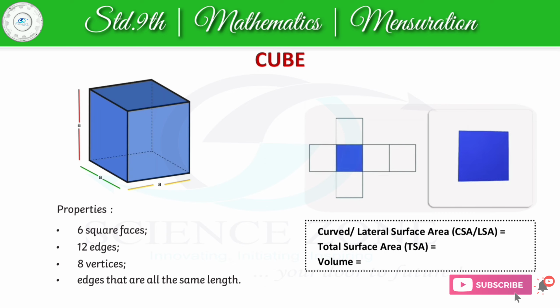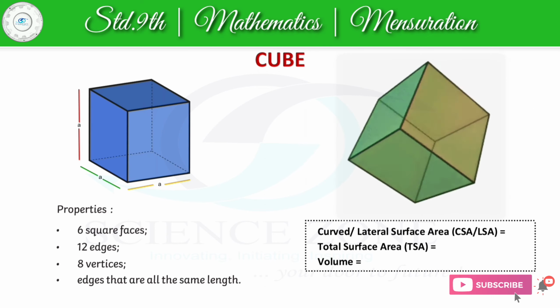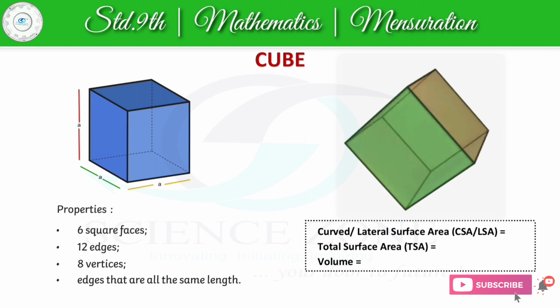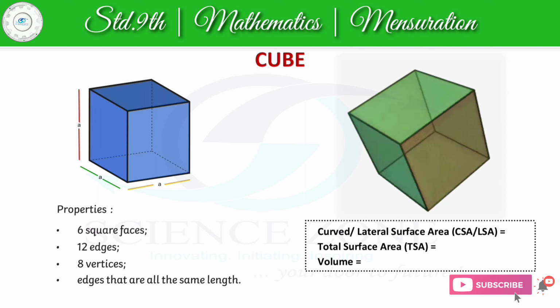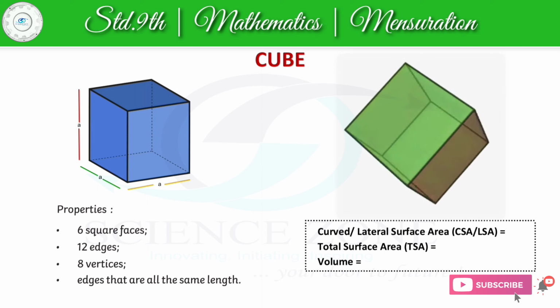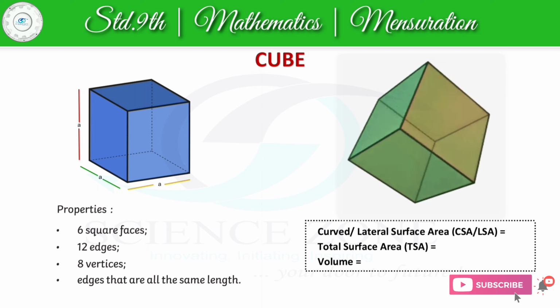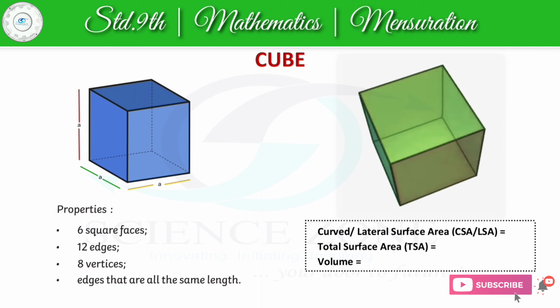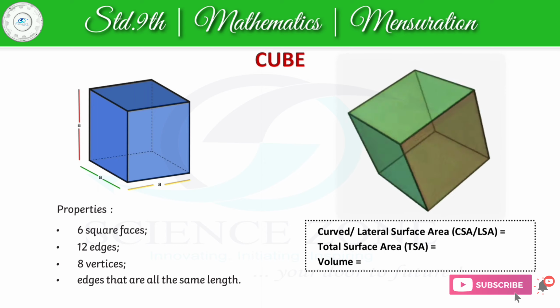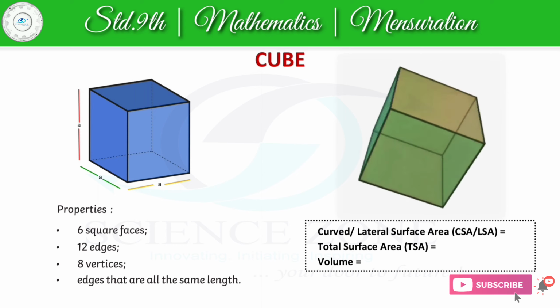Now let's see the first trick. To find curved or lateral surface area of a solid which has 2 congruent bases, we have to do the product of the perimeter of the base and its height. If you ever have a solid whose top and bottom are congruent, then to find its CSA, what do you have to do? Perimeter of the base multiplied with its height. And to find its volume, we multiply the area of the base with height.